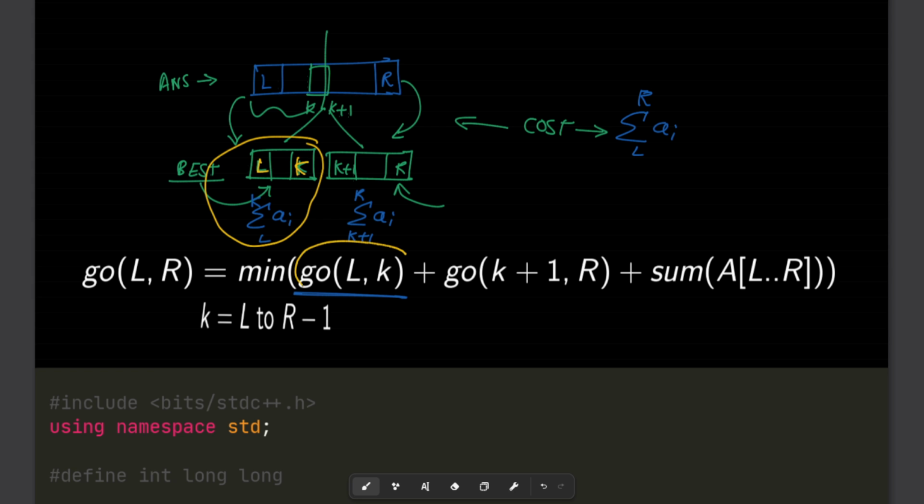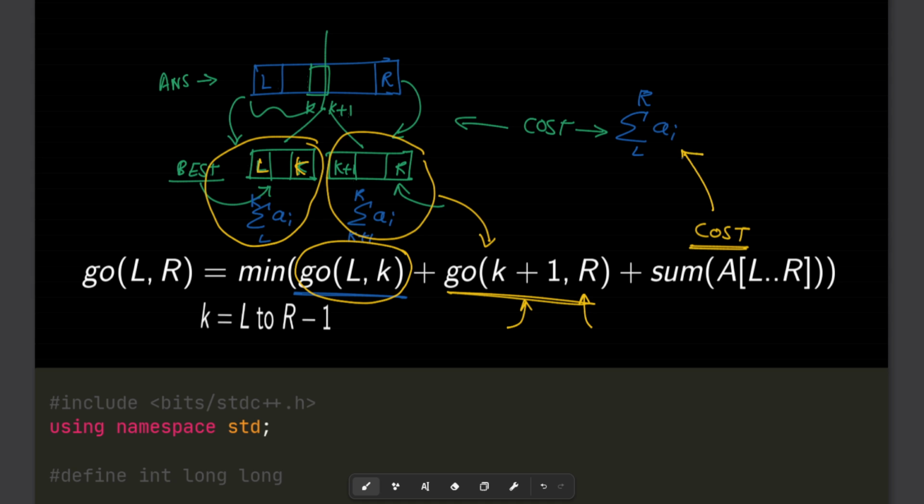So this is what will recursively be computed for indices L to K, and this would be the best or most optimal way to construct a subarray or merged interval from indices K plus 1 to R, and the cost would be the sum of elements in that range, which is derived here. Okay, that's it about this.